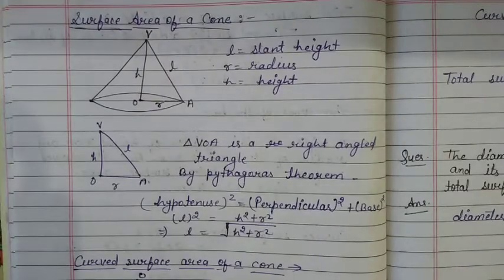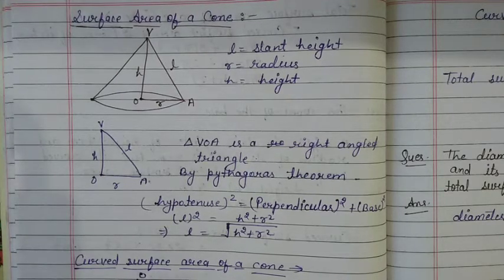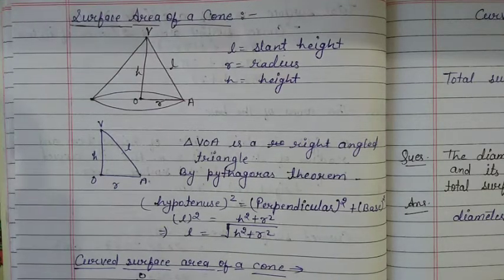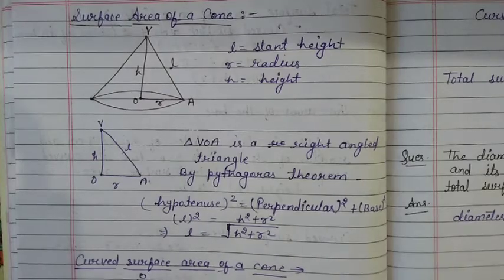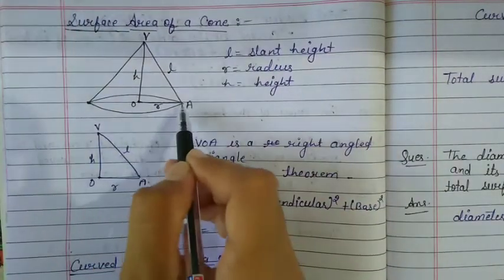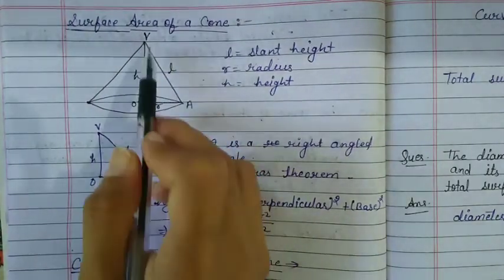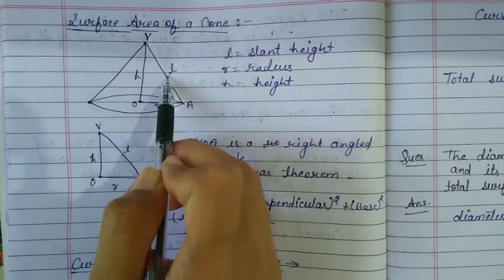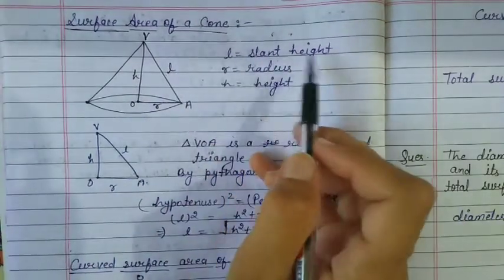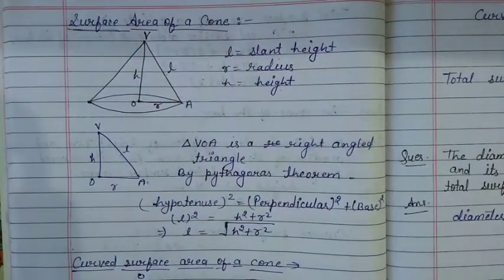Okay students, now the surface area of a cone. What is a cone? Students, you must have seen a joker's cap or an ice cream cone. These objects look like a cone. So this is the shape of a cone. Here its radius is r and height is h, and this is the slant height of this cone, that equals l. It means l equals slant height, r equals radius and h equals its height.